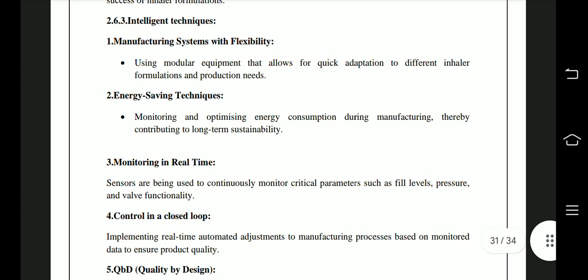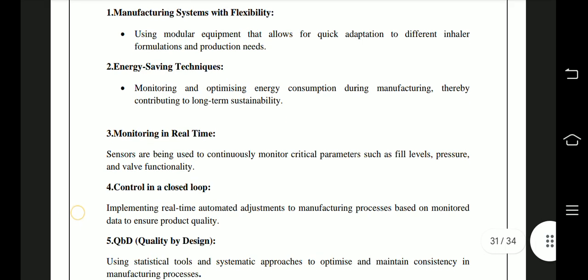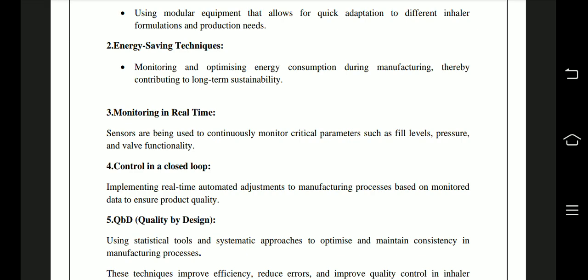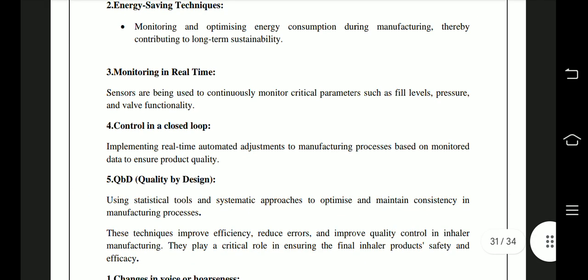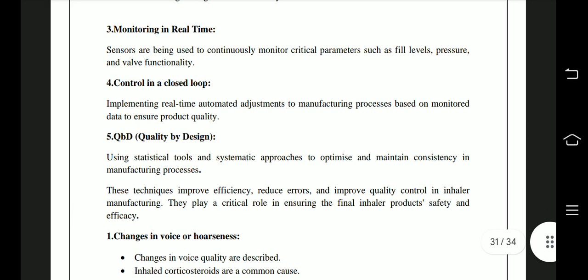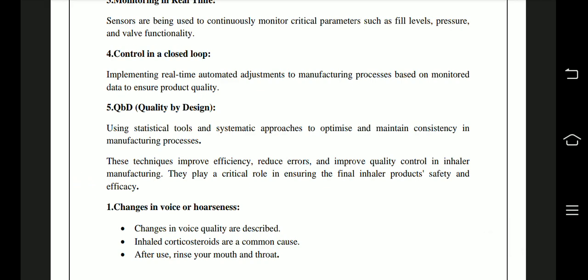Now, I would like to explain intelligent techniques. Manufacturing system with flexibility, using modular equipment that allows for quick adaptation to different inhaler formulations and production needs. Second one is energy saving techniques, monitoring and optimizing energy consumption during manufacturing, thereby contributing to long term sustainability. Third one is monitoring in real time. Sensors are being used to continuously monitor critical parameters such as fill levels, pressure, and valve functionality. Fourth step is control in a closed loop, implementing real-time automated adjustments to the manufacturing process based on monitored data to ensure product quality.